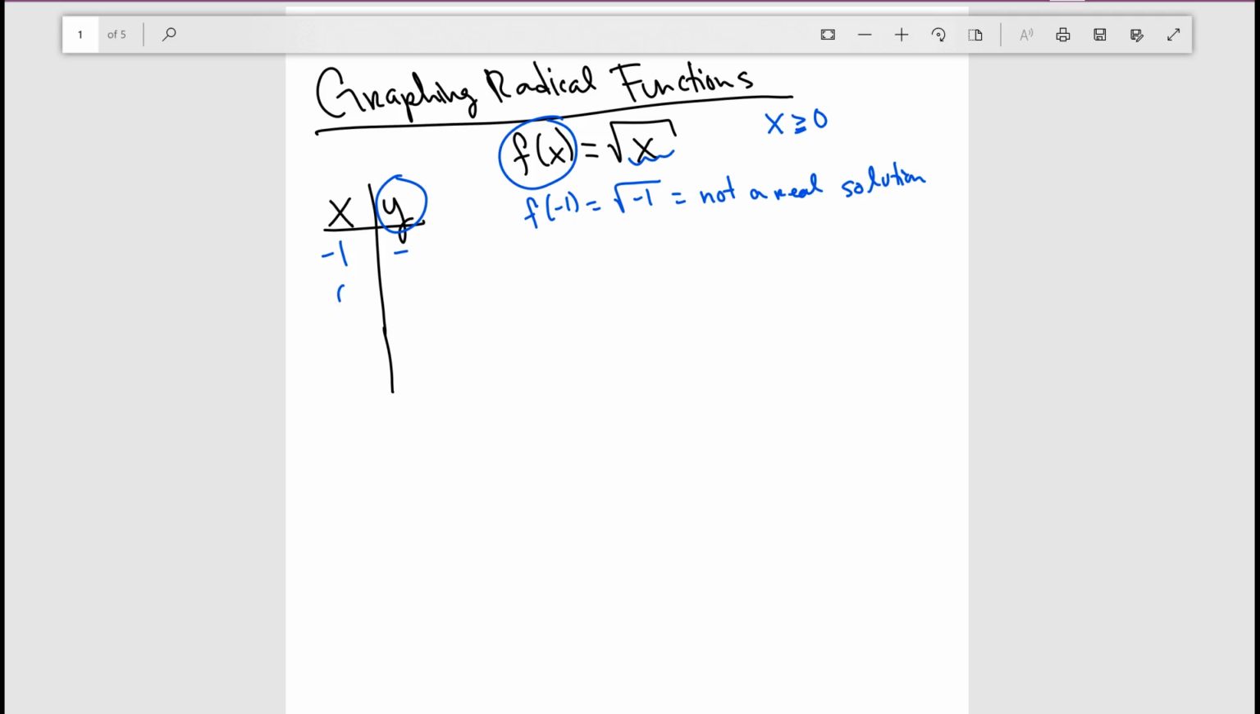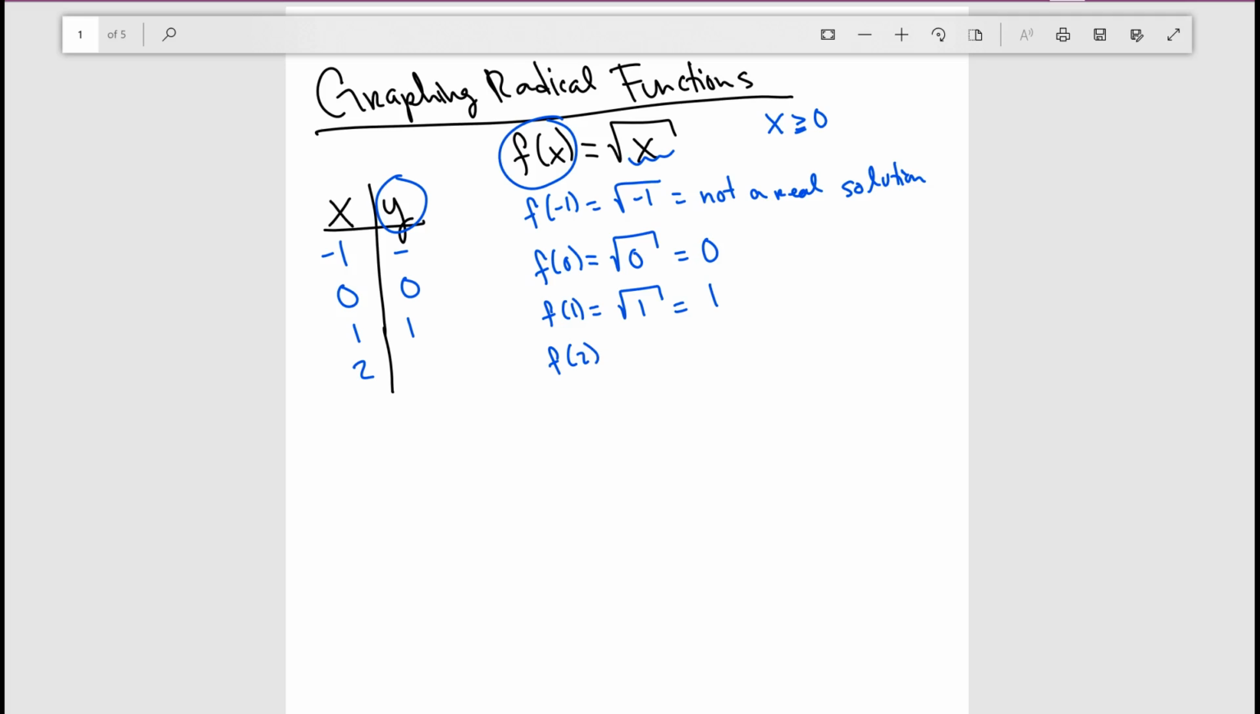Okay, so let's plug in 0 and see what we get. I'm going to plug f of 0 into the function. So I'm going to get the square root of 0, and that's going to give me 0. So when I plug in x equals 0, I'm going to get y equals 0. What happens when I plug in 1? Well, f of 1 is going to be equal to the square root of 1. That's just going to give me 1. So when I plug in 1, I'm going to get 1. What about when I plug in 2?